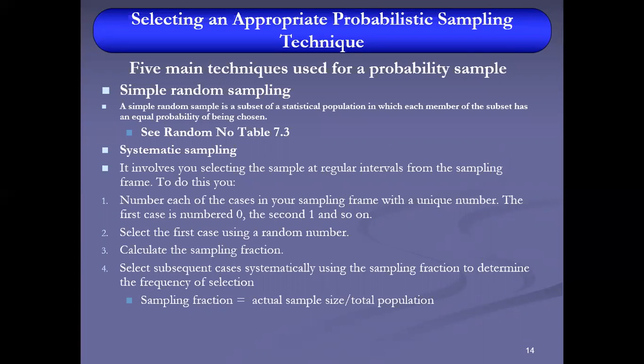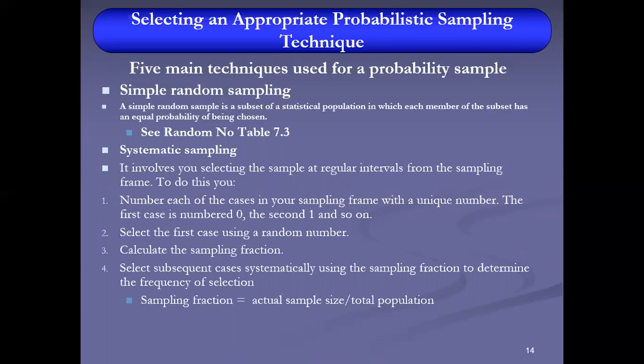Simple random sampling. A simple random sample is a subset of a statistical population in which each member of the subset has an equal probability of being chosen. For example, in a class of 50 people, we want to collect the data and randomly we select respondents. For example, respondent number 1, then randomly respondent number 3, then again 6, 7, like this. We can randomly select the participants from the population and then collect the data.